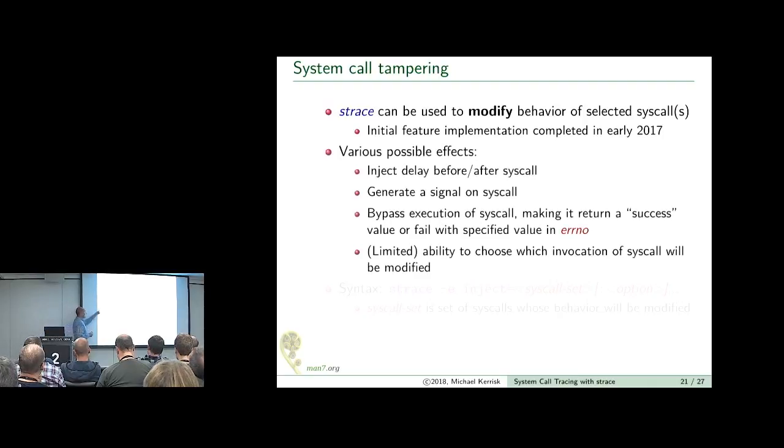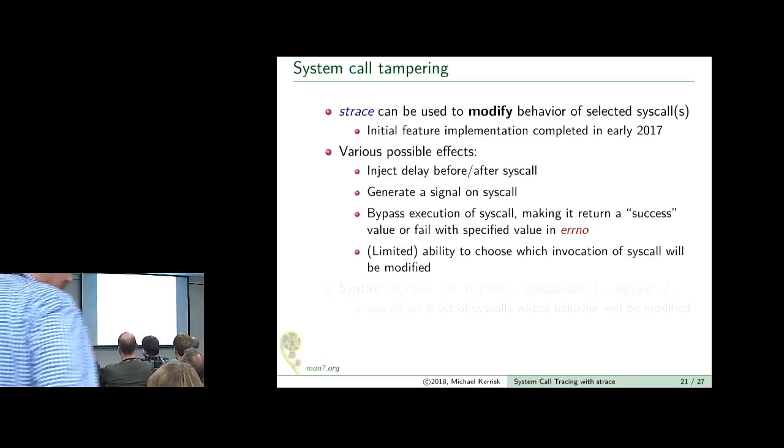There's a bunch of different things you can do. You can add a delay before or after a system call. You can say when a certain system call is made, generate a signal. You can bypass the execution of a system call so that when that system call is attempted, it doesn't actually get executed. And there's various possibilities there. You can either bypass the system call and make it look like it returns a success status, or you can make it look like the system call failed with a certain error number. There's even a limited facility to say which instance of this system call should be tampered with.